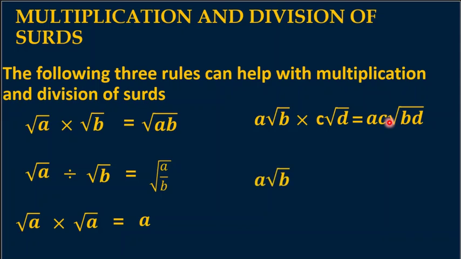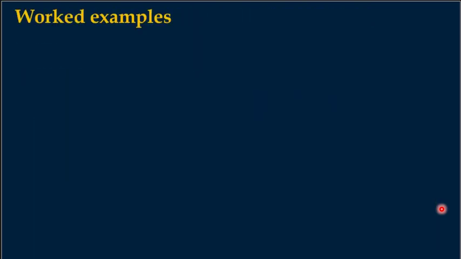Then this also happens when it comes to division. You take the ones outside the root, you divide them, and then the ones inside the root, you divide them under the square root. Alright, so A root B divided by C root D becomes A over C root B over D. As always, examples are the best way to understand this, so let's get right into it with examples.